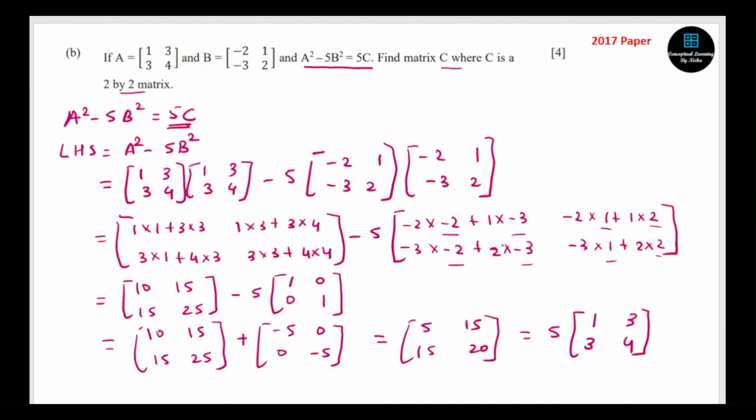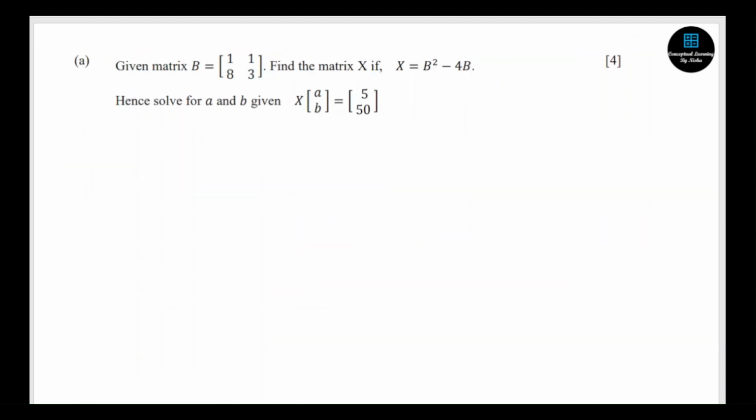So basically this is when I write this as 5c. So c value is what? I'll write my final answer here. So c is equal to 1, 3, 3, 4. Right? So this is my final answer. I hope you understand this question. Very easy yet, but we have to be very careful while doing this. Okay? Now, very interesting 4-marker question.